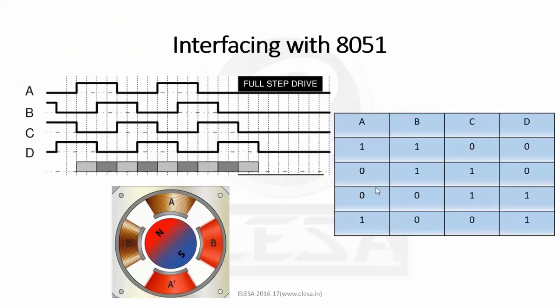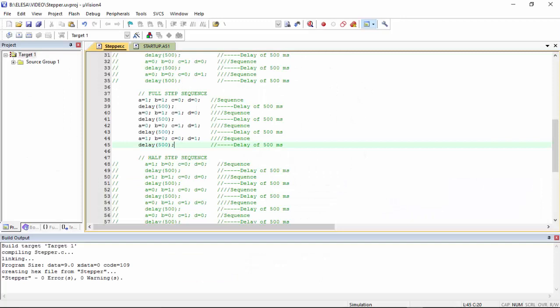Now let us do the same for full step drive. First, as we saw, two phases are activated at a time. First A, B are made on, then B and C are made on, then C and D, then A and D, and this continues. So writing the table for the same, first A and B are made on, then B and C are made on, then C and D, and then A and D. So let us write the code for the same.